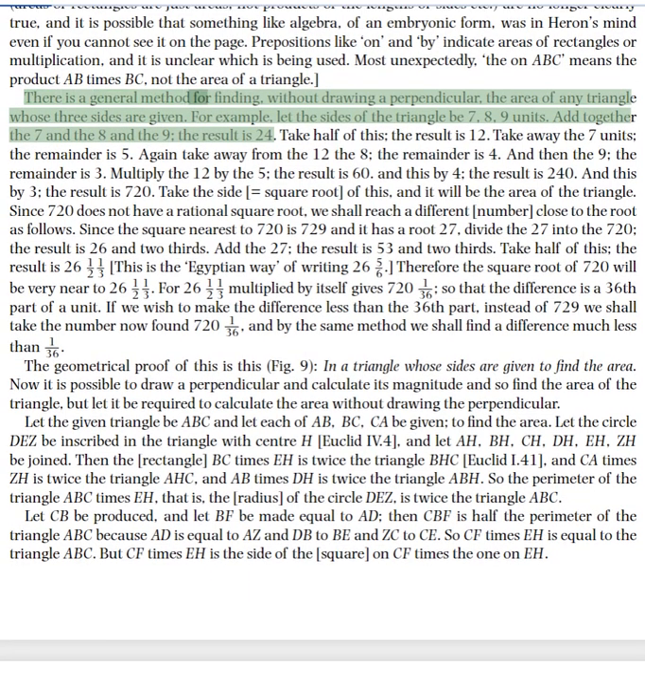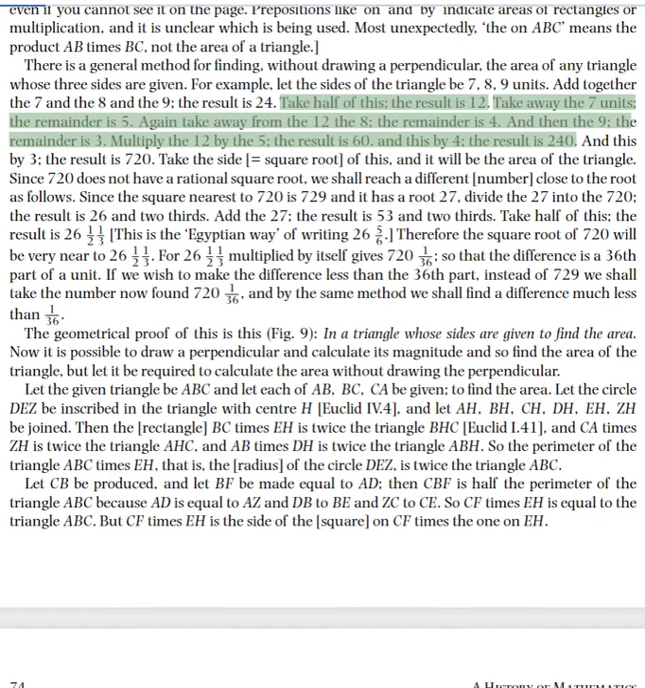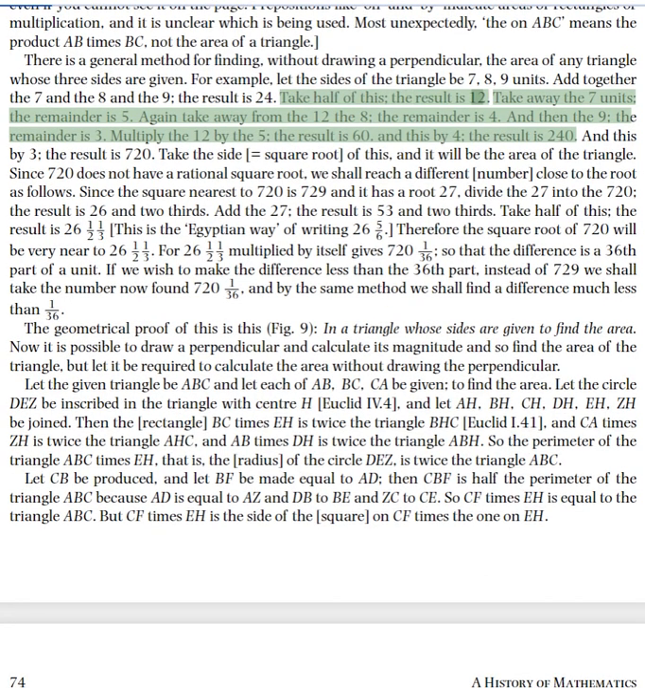There is a general method for finding, without drawing a perpendicular, the area of any triangle whose 3 sides are given. For example, let the sides of the triangle be 7, 8, 9 units. Add together the 7 and the 8 and the 9, the result is 24. Take half of this, the result is 12. Take away the 7 units, the remainder is 5. Again take away from the 12 the 8, the remainder is 4.